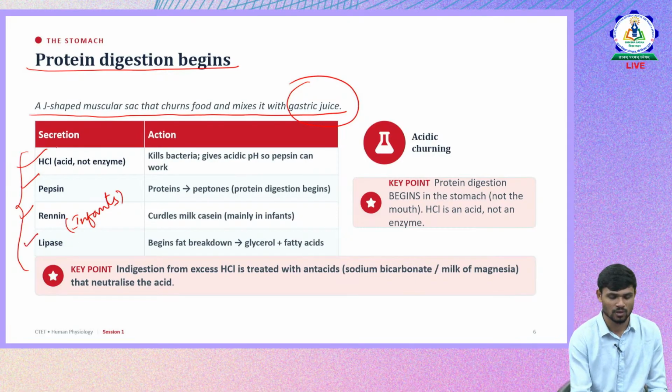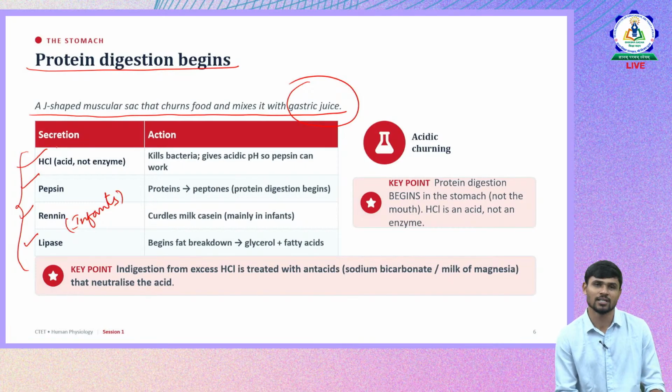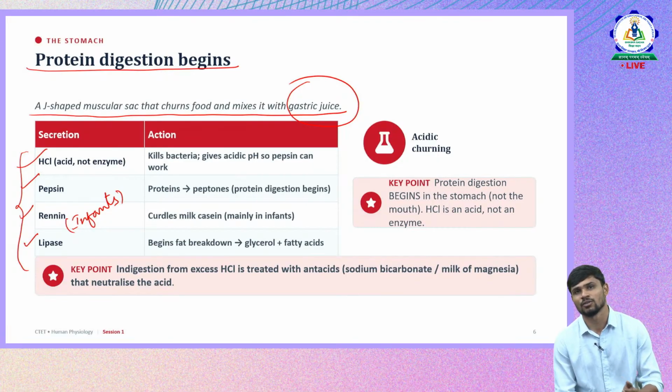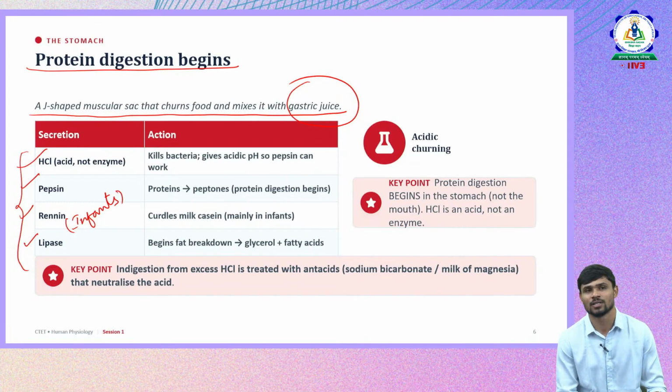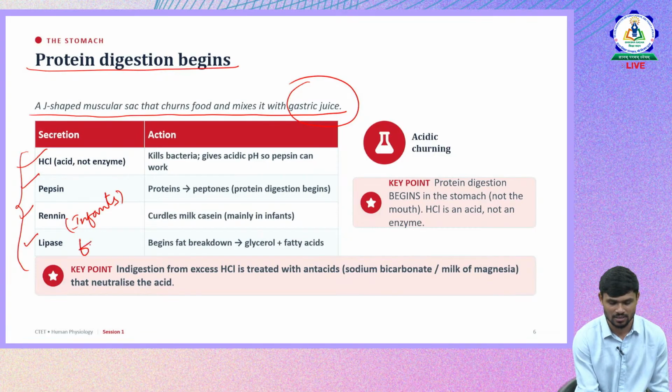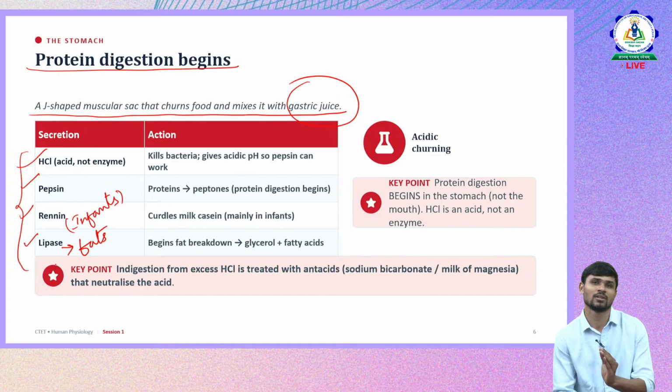So these are the four different juices that are secretions. These four secretions will be released into the stomach, and these will help in digestion of protein and also some amount of fats. Lipase helps in some amount of fat digestion.